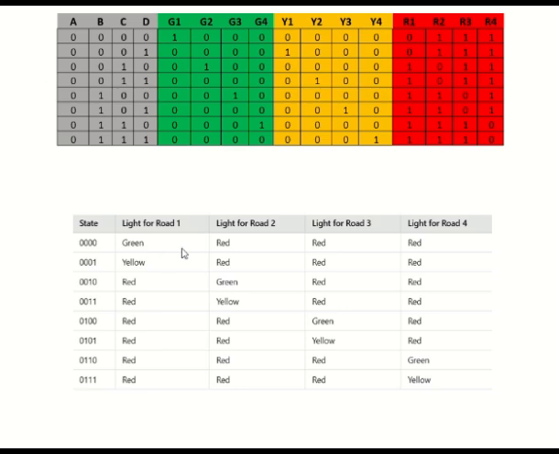Okay. For this first state, we choose 0, 0, 0, 0, and light for road 1 is green, while others are red. For the second state, which is 0, 0, 0, 1, light for the first junction is yellow, and others remain red. For the third state, the first road turns to red, and automatically the green light for the second road will light up, and the third and fourth roads remain red. Then the following states will follow the same pattern.